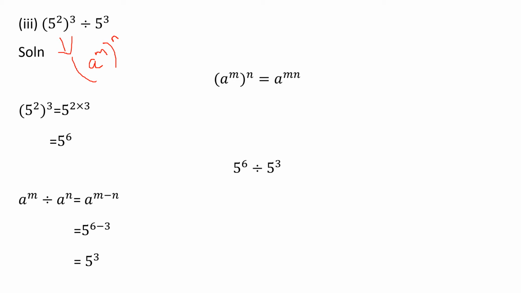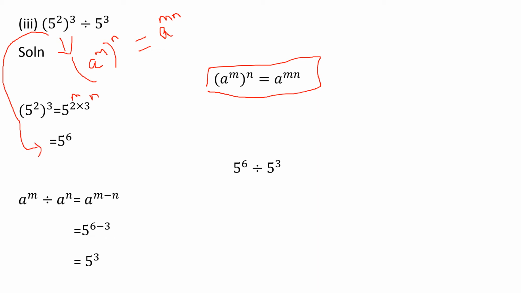Why? Because here you have two powers, right? 5 square the whole power 3. So this is in the form of a power m the whole power n. So what is the formula? A power mn. First make it to one term, then we will apply the formula. So first write down this formula: a power m the whole power n is equal to a power mn. Here a is 5 and m is 2 and n is 3. So 2 into 3, 6. So 5 power 6.